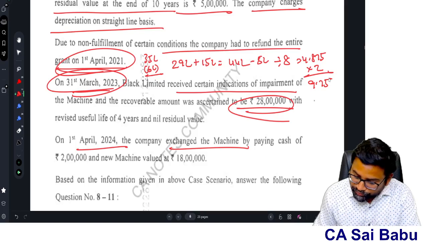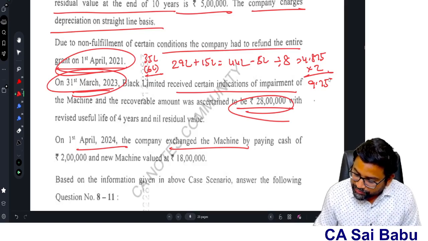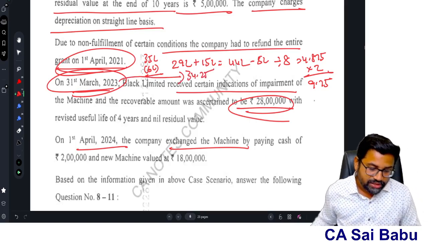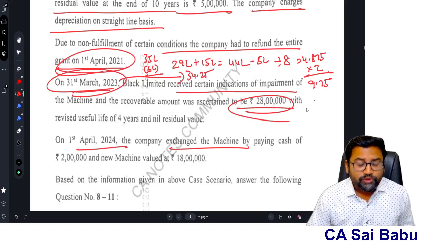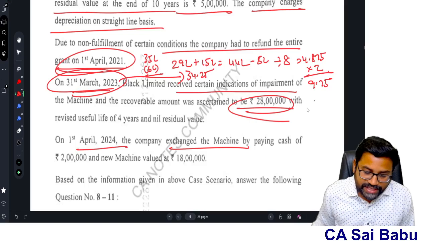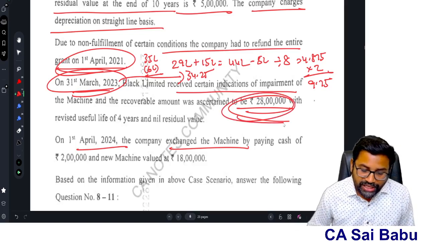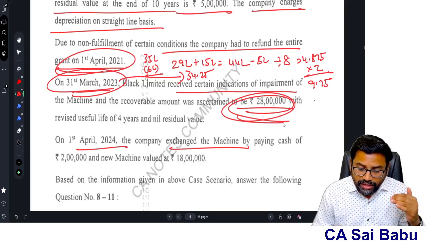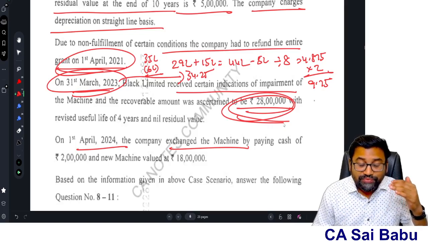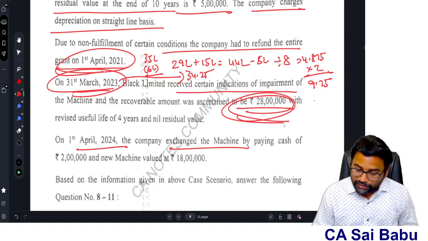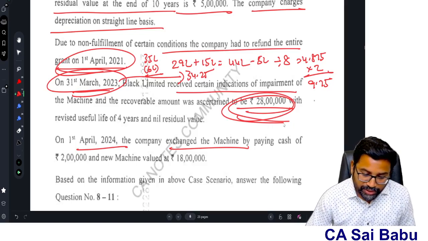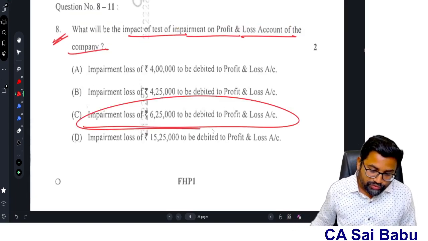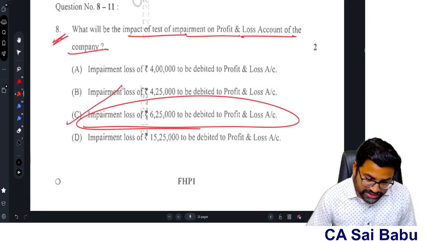So therefore from 44 lakhs, if I reduce 9.75, the carrying amount is 34.25 on 31st March 2023. So on 31st March 2023, 34 lakhs 25,000 is the carrying amount of the asset and the recoverable value is 28 lakhs. Whatever the amount in excess of the recoverable value, that will be impairment loss. 6.25 lakhs is the impairment loss here. So the impairment loss 6.25 lakhs will be debited to P&L account. So 8th C is the answer.